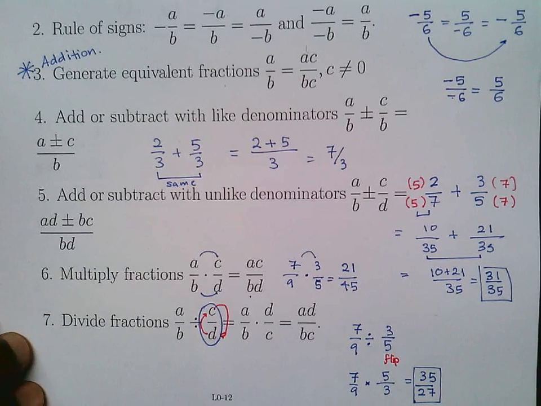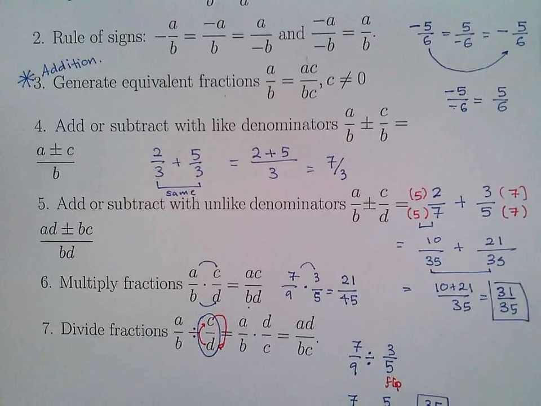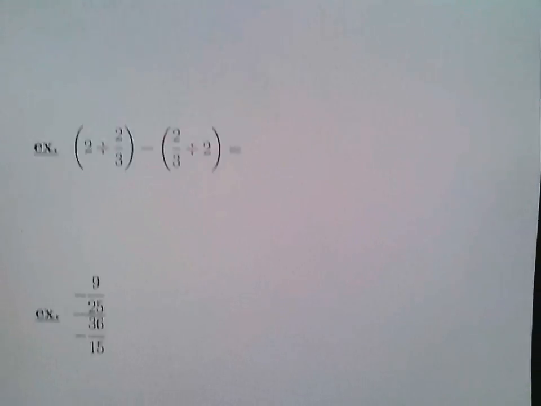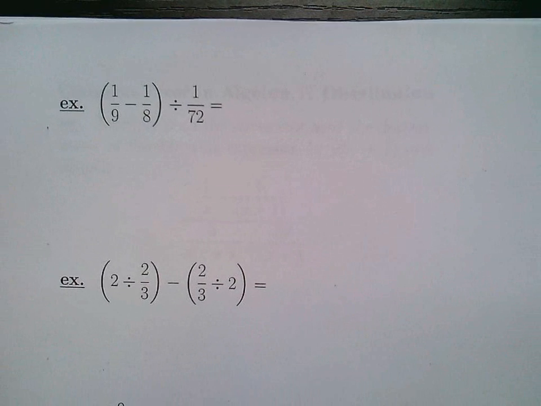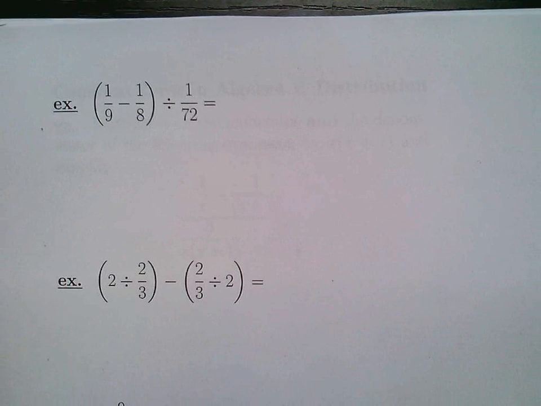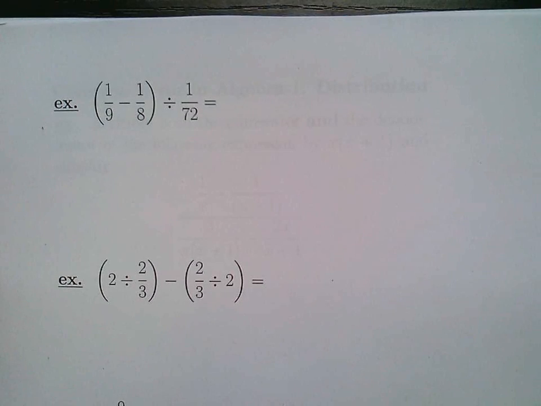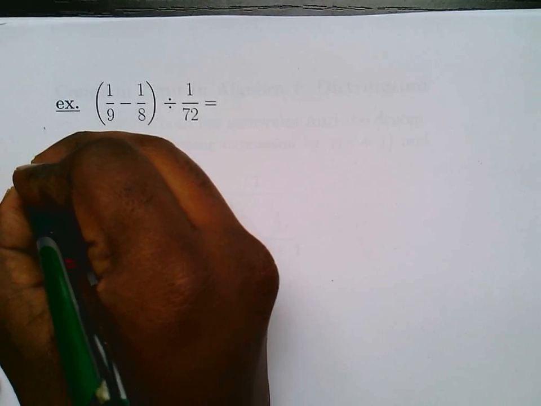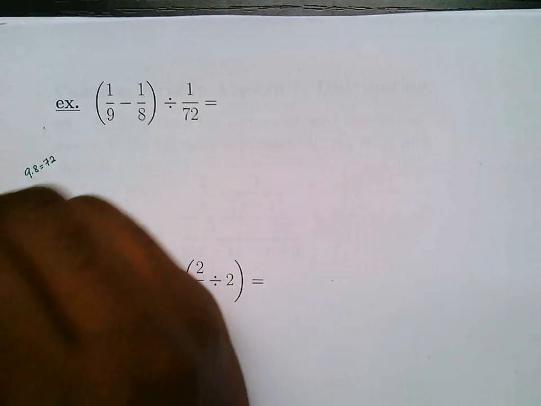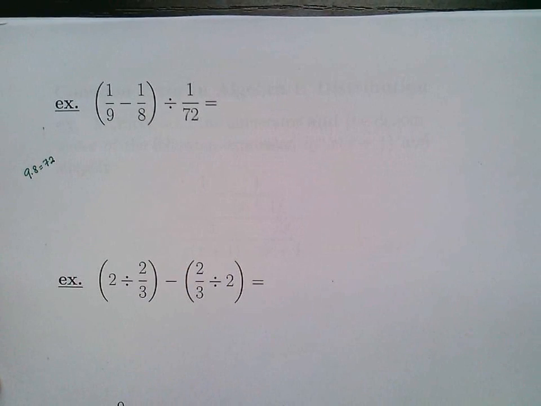Let's do some examples. So in the next page you will see some examples right here. And you see the fractions have unlike denominators. And also, because there is 72 here, you might wonder, what would be the least common denominator here? As you can see, 9 times 8 is 72, and they don't have any common factors. So the least common denominator in this case is 72.